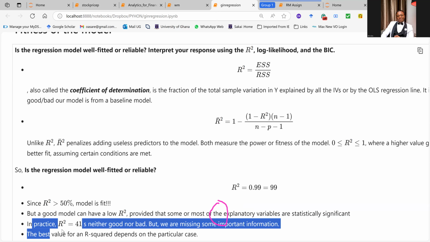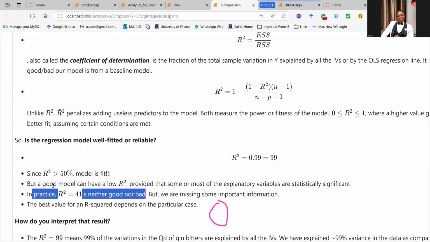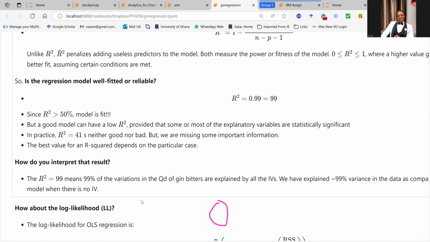So an R square of 41% is neither good nor bad. It simply means that we are missing some information. So the best thing in the practical world is that the R square would depend on a particular situation, and you have to look at the situation before you conclude. All right. How do you interpret an R square of 99%? It simply means that 99% of the variability in the quantity demanded of gin bitters has been fully explained by all the independent variables.